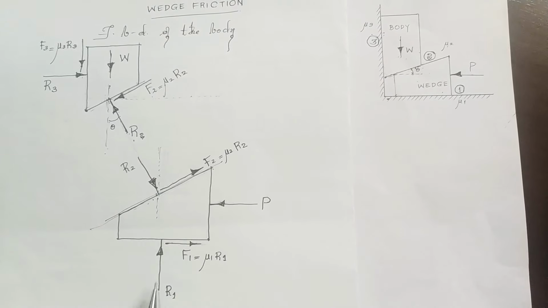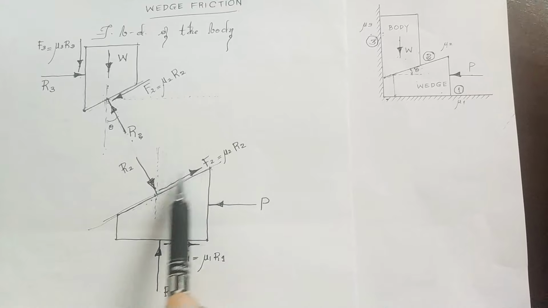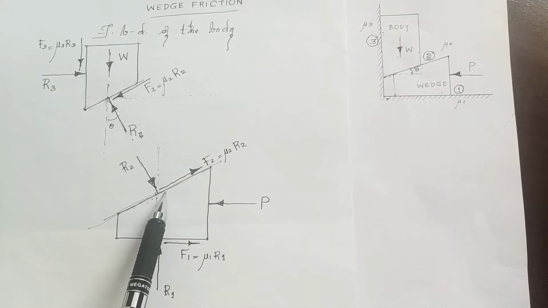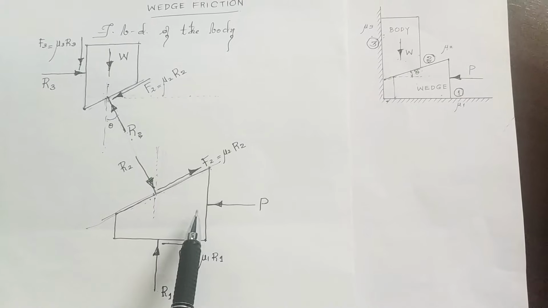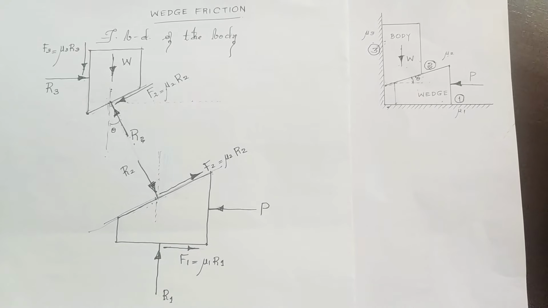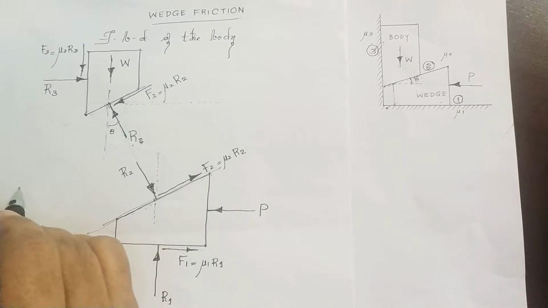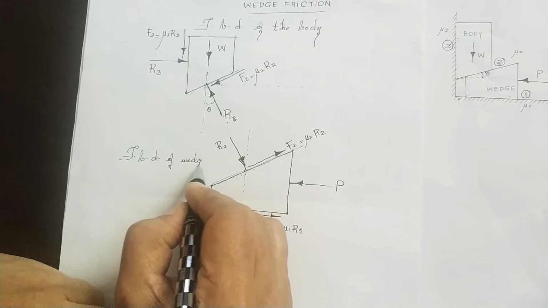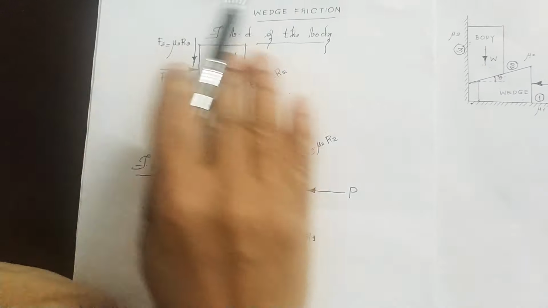So let's once again look at the total forces acting on the wedge. At surface 1, R1 and F1. At surface 2, R2 and F2. The only difference being those are acting in the opposite direction to that of the body on the wedge. And we have P, which is the force to be applied on the wedge to drive it so that the body gets lifted up. Now we'll consider the equilibrium of the body and the wedge separately. Sorry, I forgot to label this FBD of the wedge. So we have the FBD of the body and the FBD of the wedge drawn here.